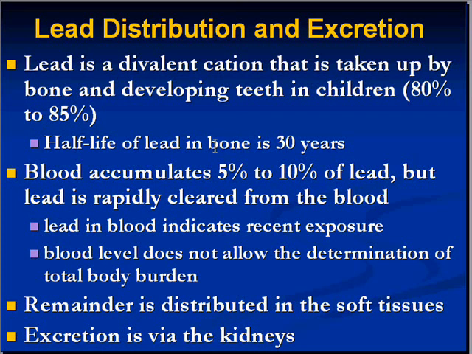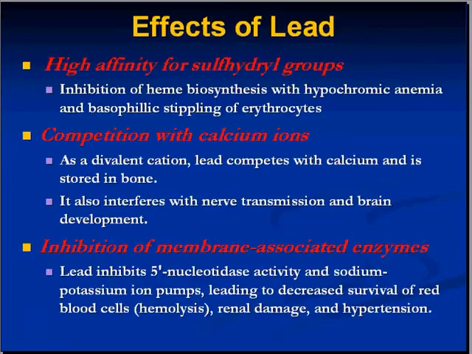So of all the lead that is in our bones right now, we're still going to have half of that in 30 years. Blood accumulates 5 to 10% of lead, but lead is rapidly cleared from the blood. Nevertheless, lead has a distinct effect on the formation of red blood cells. Most of the lead in our body that's not in the bone or the small amounts of blood is distributed in soft tissues, and eventually it can be excreted from the kidneys. So that's the compartmental analysis of lead.